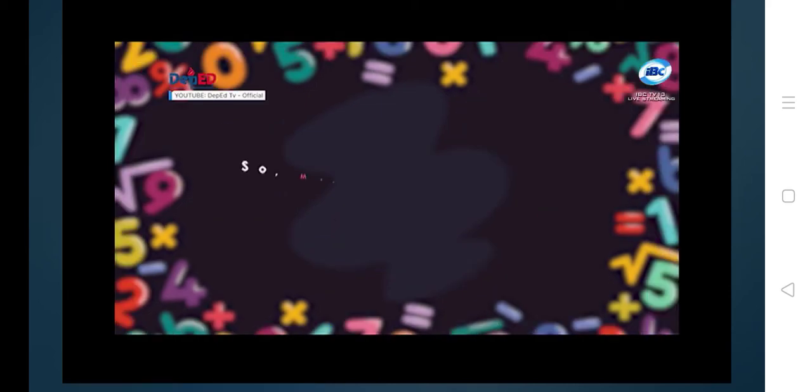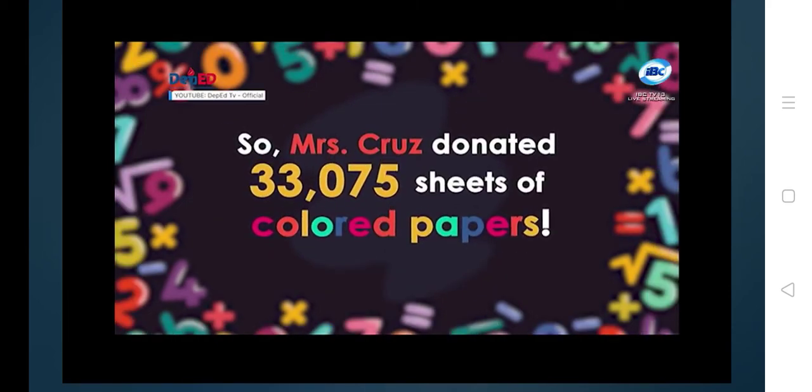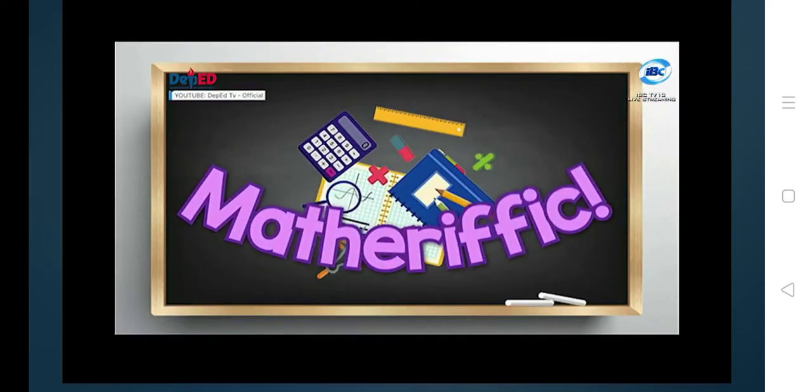So Mrs. Cruz donated 33,075 sheets of colored papers. This will truly help us in giving Anna, Tonyo, and their schoolmates colored papers for their art plates and other projects. Matherific!